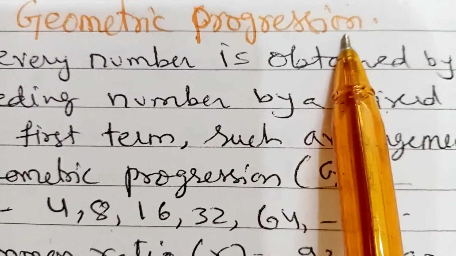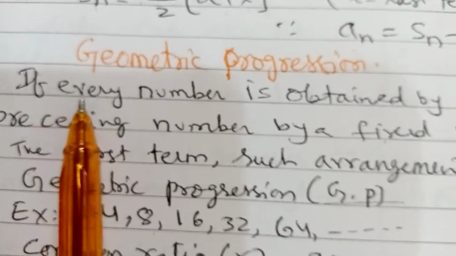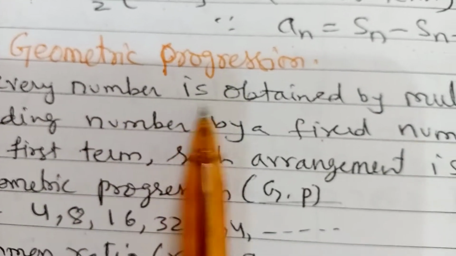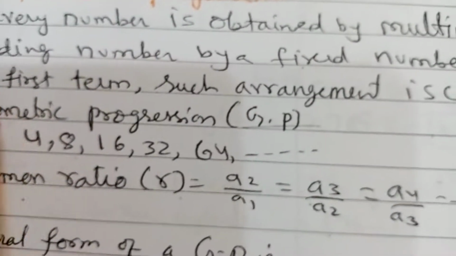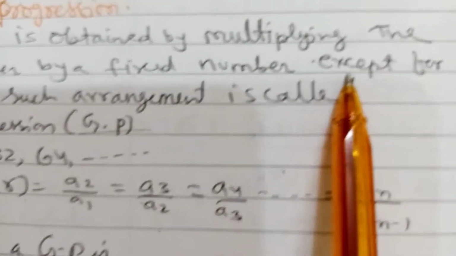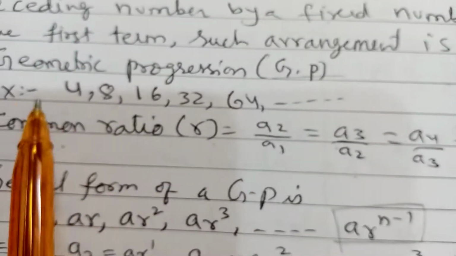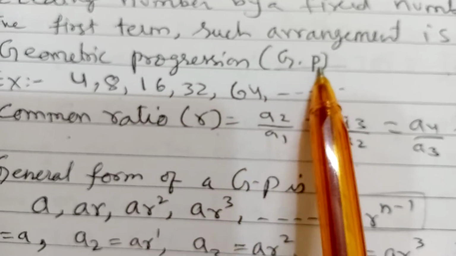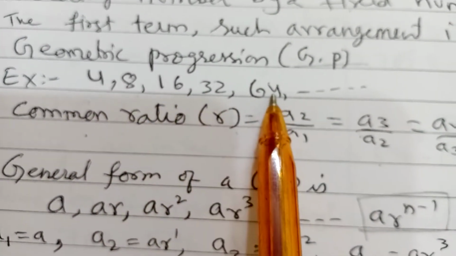Geometric progression. So first see the definition. If every number is obtained by multiplying the preceding number by a fixed number, except for the first term, such an arrangement is called a geometric progression, GP. Example: 4, 8, 16, 32, 64.